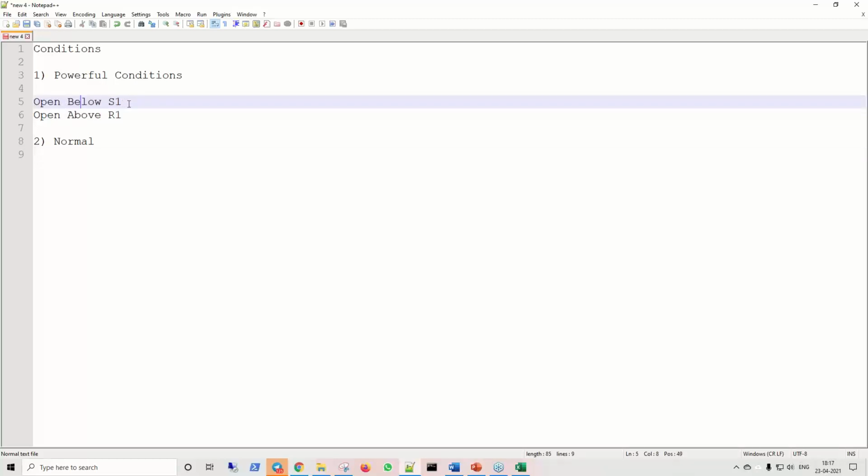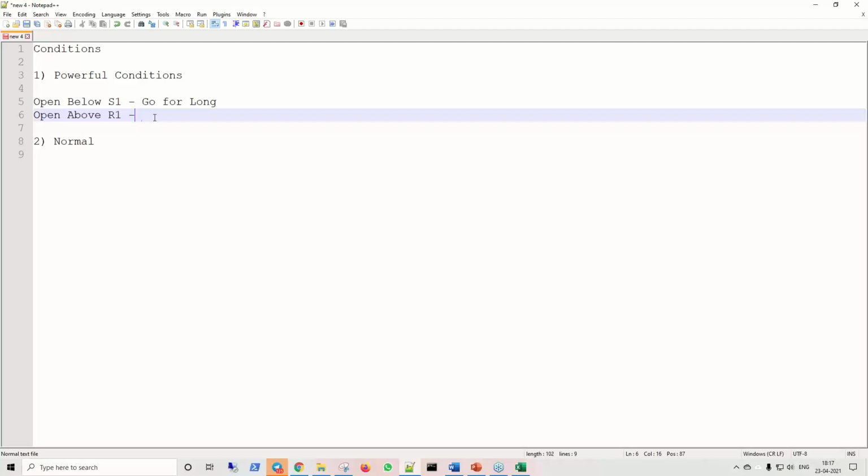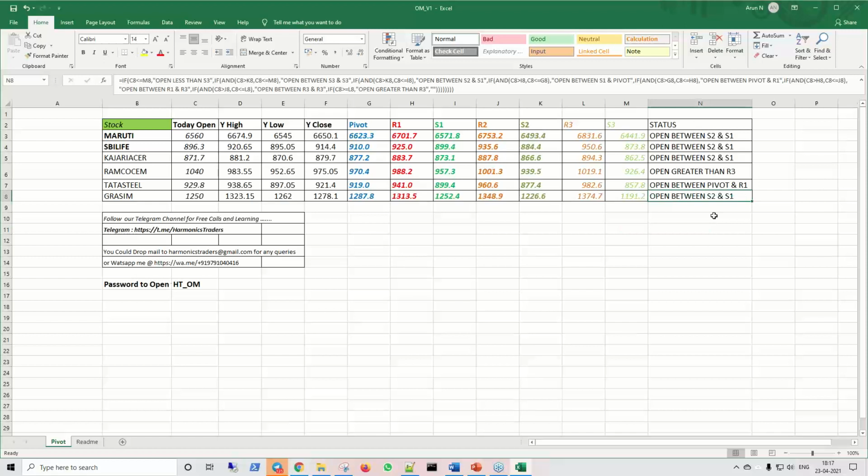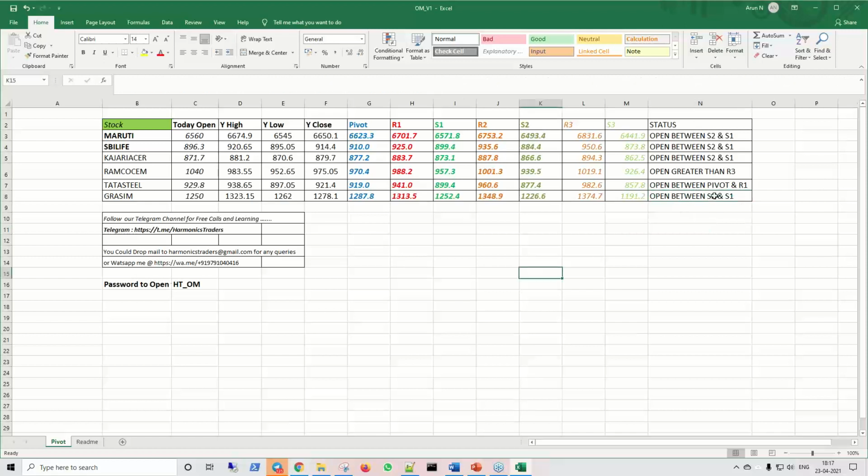So what we do, we look for these kind of setups. If the open is below S1, we try to go for long in general. Of course, we have to do some validation that I'll explain later. So this is the idea. If the open is above R1, we try to go for short. Now let us say here the open is between S1 and S2.